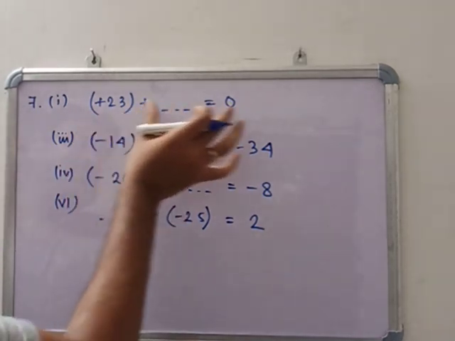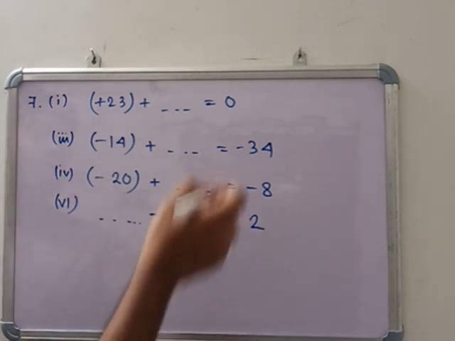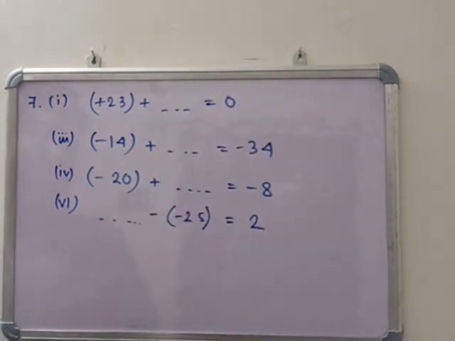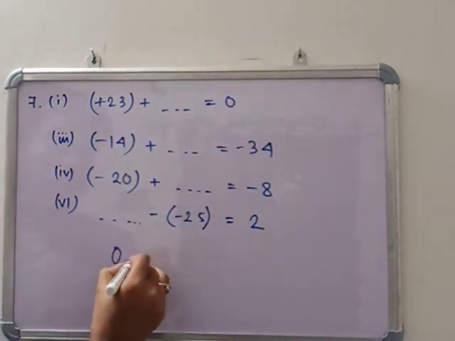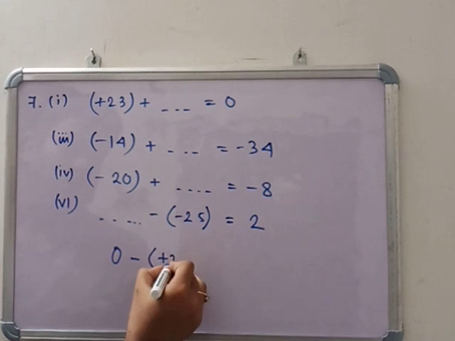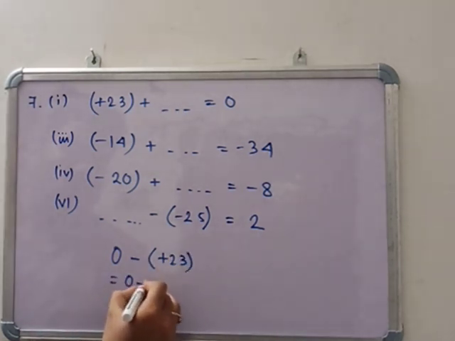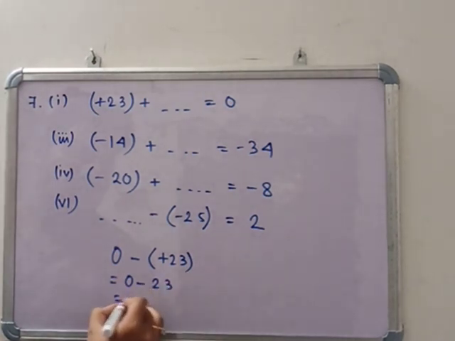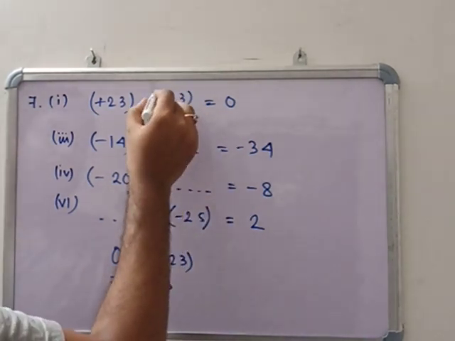So after seeing this, what are you doing? We are subtracting. From which number? From the answer, the given number. So there is 0 given. So 0 minus plus 23. So that means 0 minus 23. That means minus 23. So put it over there, minus 23.